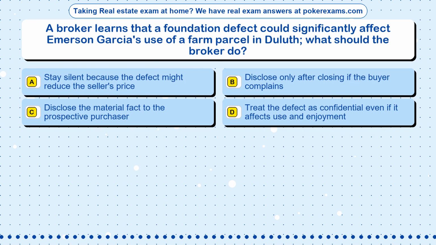Question 87. A broker learns that a foundation defect could significantly affect Emerson Garcia's use of a farm parcel in Duluth. What should the broker do? Option A, stay silent because the defect might reduce the seller's price. Option B, disclose only after closing if the buyer complains. Option C, disclose the material fact to the prospective purchaser. Option D, treat the defect as confidential even if it affects use and enjoyment.